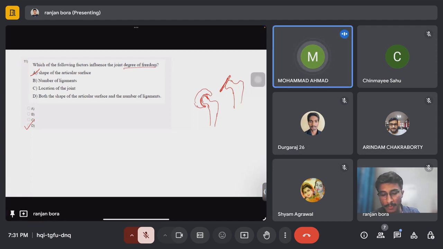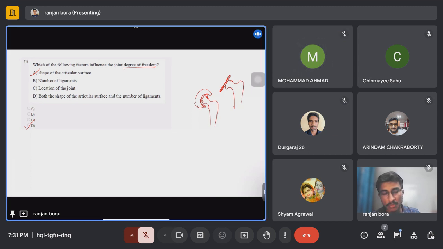Just like the knee joint, yes, we have a meniscus with the femur. It depends on the shape of the articular surface. What is the shape of this surface? And then the number of ligaments, because ligaments also influence its movement. In this case we cannot explain that, but in case of another joint, like we have one joint here in our hand, we have humerus, then we have radius and ulna.